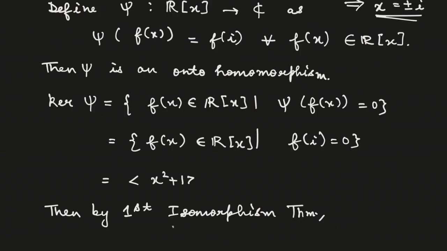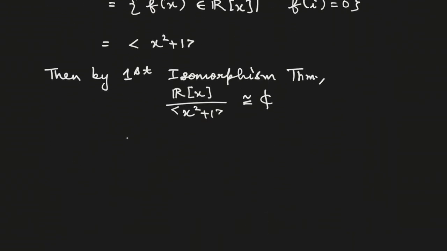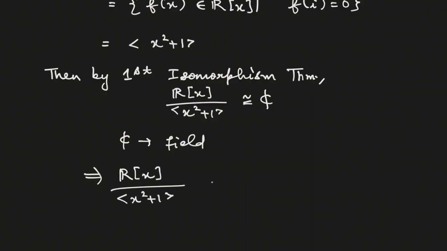R[x] by the ideal generated by x square plus 1 is isomorphic to the complex numbers. Complex numbers form a field. So R[x] by the generator x square plus 1 is also a field. And by that result, R by M is a field if and only if M is a maximal ideal. So x square plus 1 is a maximal ideal in R[x].